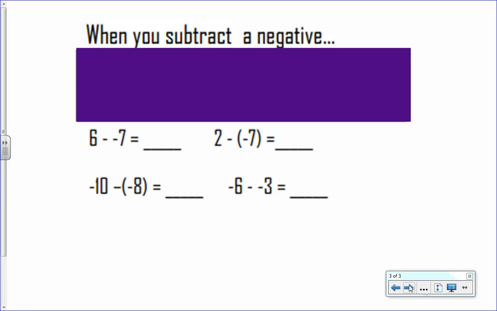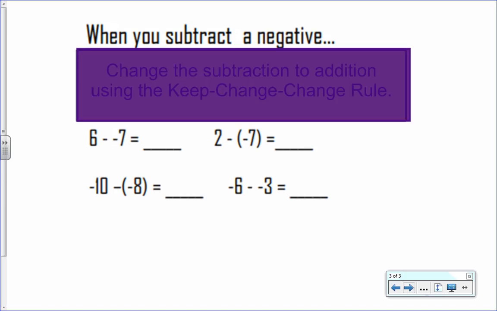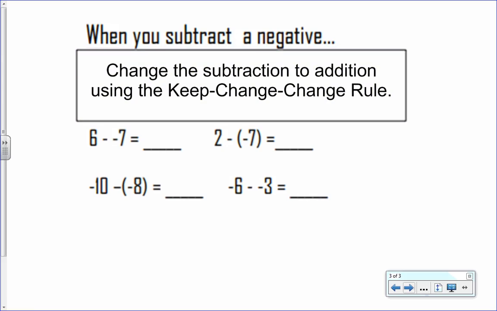And the last thing is when you subtract a negative. When you're subtracting, our rule is to change the subtraction into addition using the keep, change, change rule, where we keep the first number, change the subtraction to addition, and change the sign of the second number. So for each one, we have to rewrite it as an addition. In the activity we're going to do today, you have to rewrite it as addition.